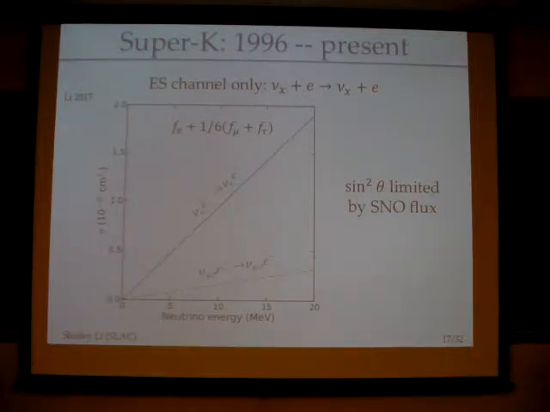Because there's no other channel in Super-K, it combines with the SNO measurement of the neutral current that gives you a 4% flux measurement. So in fact, the angle measurement by Super-K now is limited by the 4% flux measurement from SNO. And the problem is SNO is finished, so that measurement will never improve. So we're stuck with basically limited systematic errors on the angle measurement. Does that make sense? Okay.